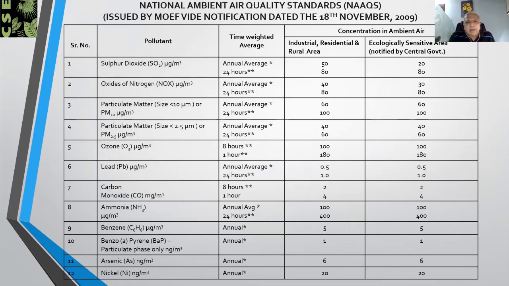Now, when we assess the environmental impacts with respect to the air component, we have to look at the National Ambient Air Quality Standards, which were issued by the Ministry of Environment and Forest in 2009, which cover the primary air pollutants, that is SO2, NOx, particulate matter PM10, PM2.5, and then carbon monoxide and ammonia. And then we have some secondary pollutants like ozone and benzo(a)pyrene.